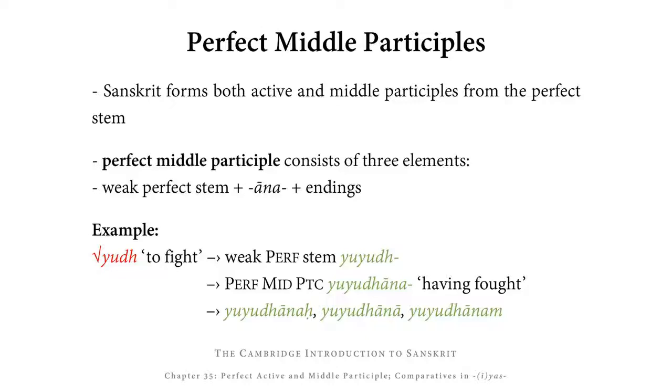So, for example, on the basis of yudh, to fight, we get the weak perfect stem yuyudh, and on the basis of that we get our participle yuyudhana, meaning having fought, and that then just declines as yuyudhanah in the masculine, yuyudhana in the feminine, yuyudhanam in the neuter.